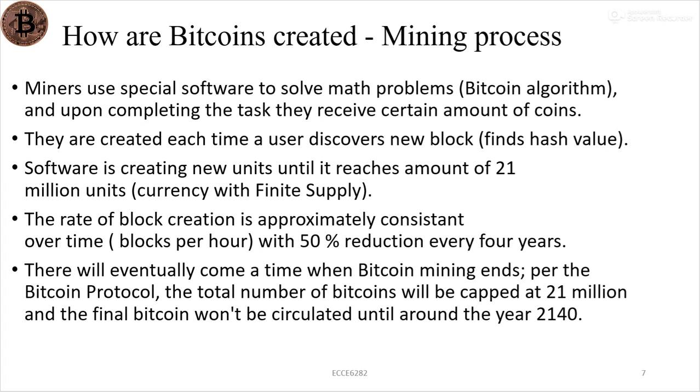Okay, how are Bitcoins created? Bitcoins are created through a process called mining. What is the mining process? In the mining process, the miners participate. What are miners? Miners are special computers which use special software to solve a very complex mathematical problem which we call the Bitcoin algorithm. And once they solve this problem or complete the task, then as a reward they receive some amount of Bitcoin.